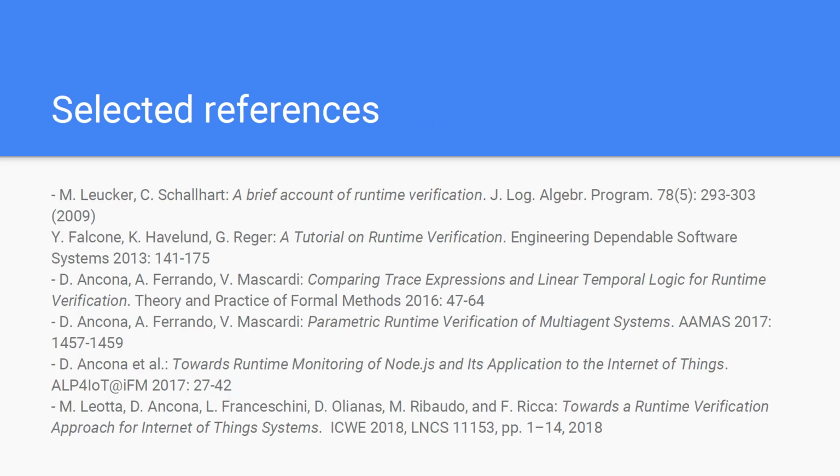So, if you want, here are some selected references concerning runtime verification in general and the main papers on the collaboration mentioned. Thank you.